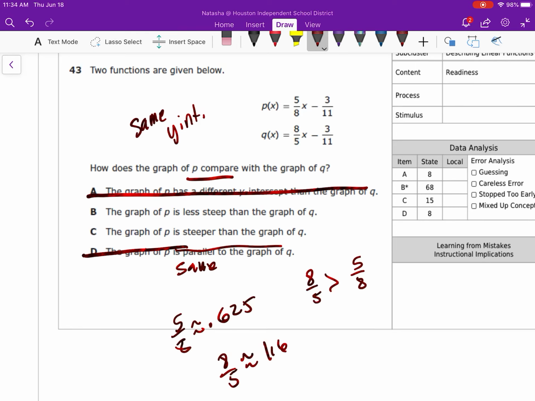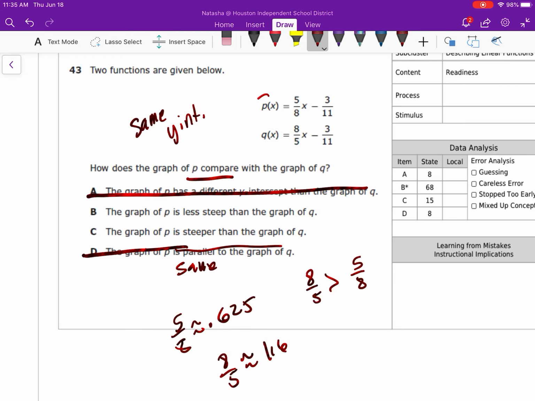Remember, this will take you back to transformations. If your a value, your slope, is less than 1 or between 0 and 1, that means that you're going to have a less steep or wider graph. But if our value is greater than 1, then we're going to have a much steeper slope or steeper graph. More narrow, less flat. These are all terminologies that you can think of. So our answer choice is going to be the graph P.